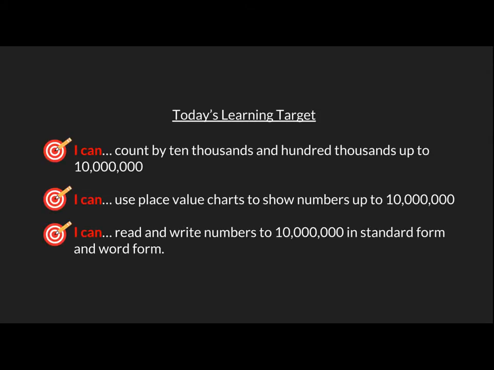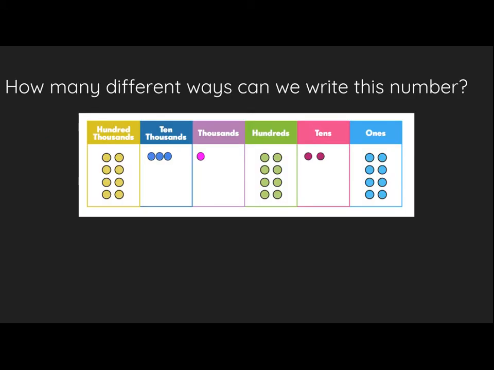Welcome, mathematicians. Tonight we're going to talk about place value up to 10 million. So the learning targets for this are that I can count by 10,000s and 100,000s up to 10 million. I can use place value charts to show numbers up to 10 million. And I can read and write numbers up to 10 million in standard and word form. So the question we have here is how many different ways can we write this number?